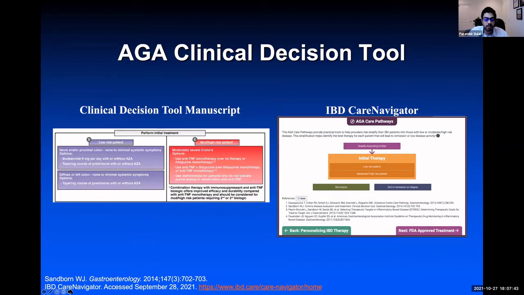And at the time of making this, when thinking about low risk or high risk, you're talking about steroids or immunosuppressive agents. And for more moderate to high risk patients, you're talking about anti-TNF therapy, combination therapy. But again, therapies have evolved over the last 6 years since this initial tool was developed.